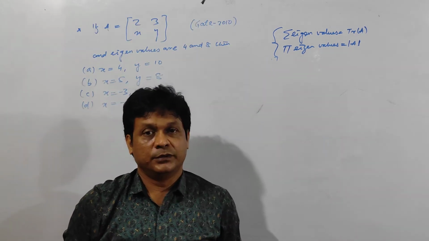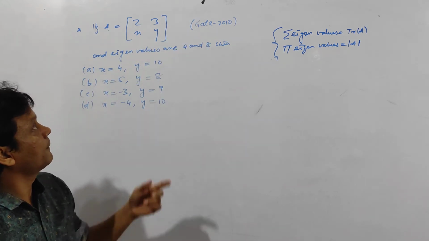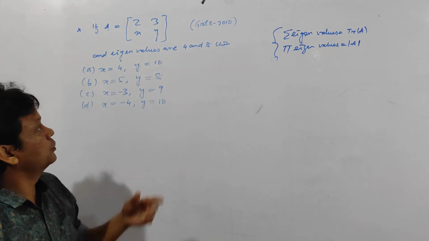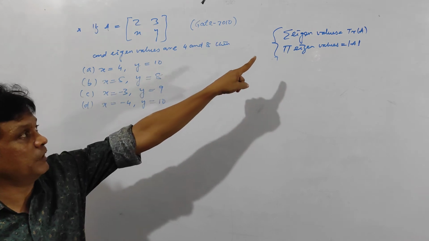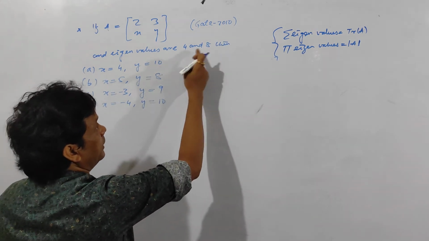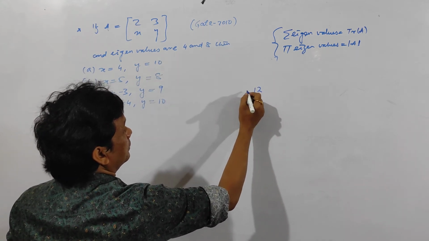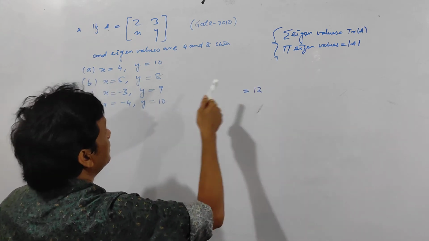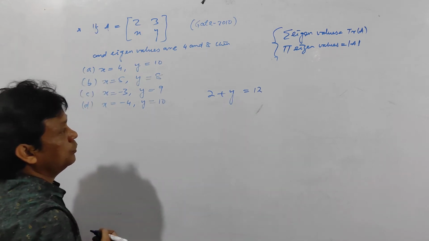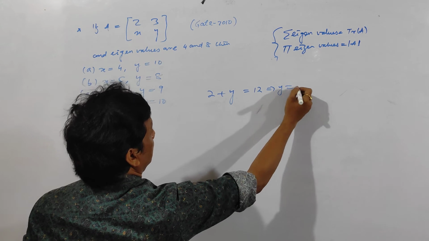Clear? See here. This question was set in GATE 2010. A is the matrix with entries 3, x, y, and the eigenvalues are 4 and 8. So you want to find out the values of x and y. Apply these two properties. Sum of the eigenvalues is equal to the trace of A. That means 8 plus 4 is equal to 12. Clear? Is equal to the trace of A, the sum of these two diagonal entries. That means 2 plus y. 2 plus y is equal to 12. So y is equal to 10. Clear? So it implies y is equal to 10.